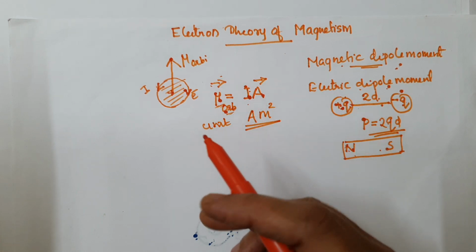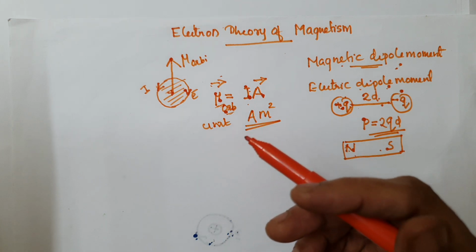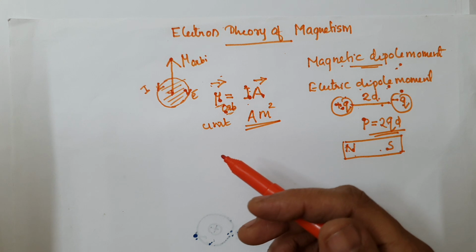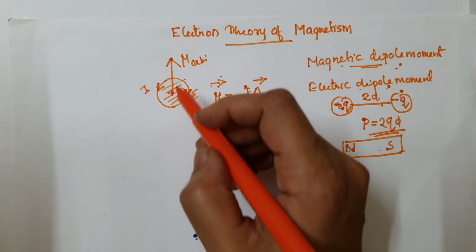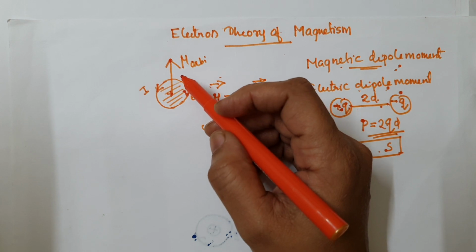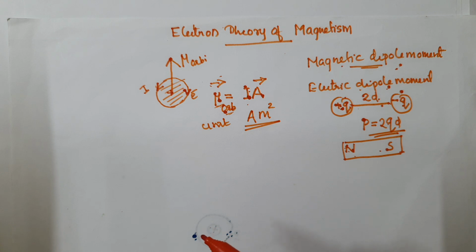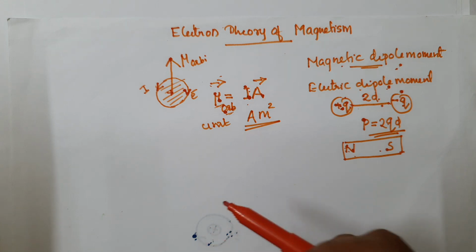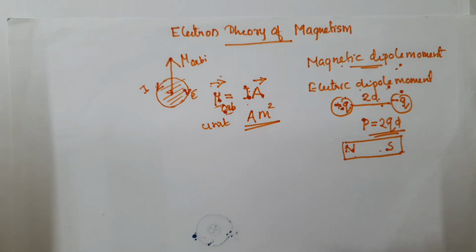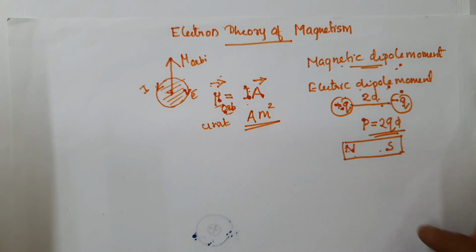According to the right hand rule, if we curl the fingers of the right hand in the direction of current, then the thumb, which is pointing in the upward direction, will represent the magnetic moment.